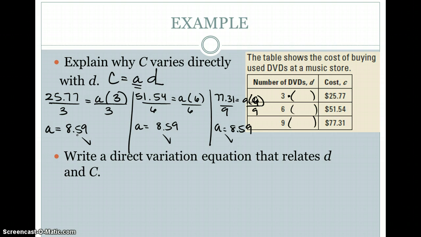So lastly, write the direct variation equation that relates D and C. So C is equal to AD is what we said, which means C is equal to, we found that the A was constantly 8.59, so 8.59D. There it is, direct variation in a nutshell.